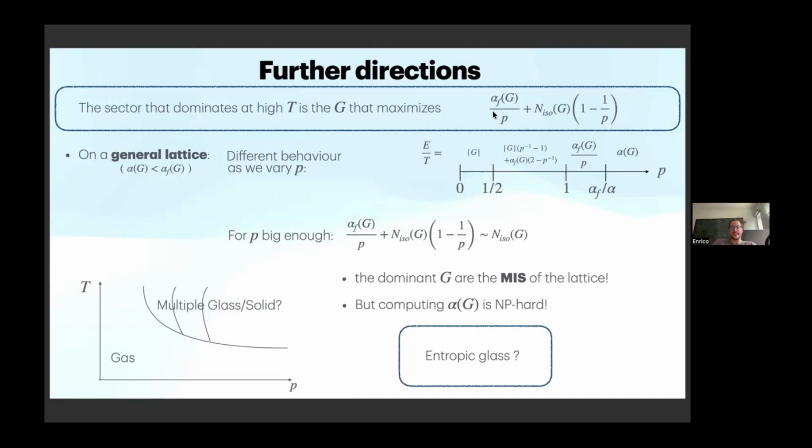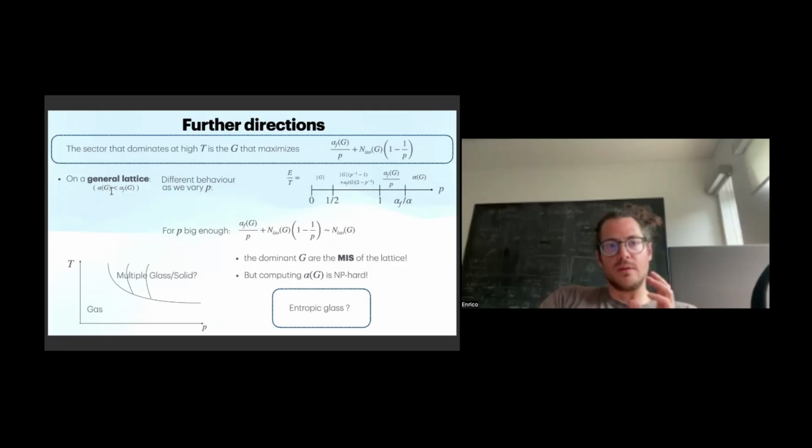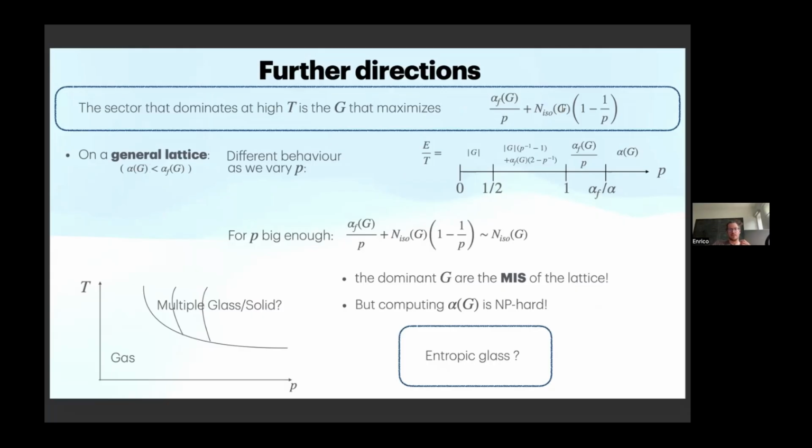So let's conclude. We saw that the sector that dominates at high temperature is the sector identified with the induced subgraph G that maximizes this exponent. We saw that in the case of the bipartite lattices, we could settle entropic order. What happens now if we put this model instead on a general graph? Remember that we still have to maximize this exponent. But now this time there is an integrality gap between alpha_F and n_iso. So essentially these two terms compete with each other.